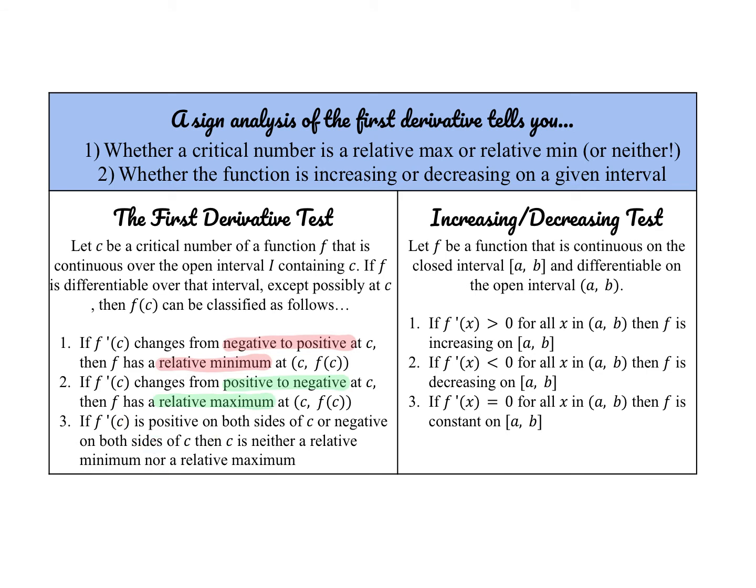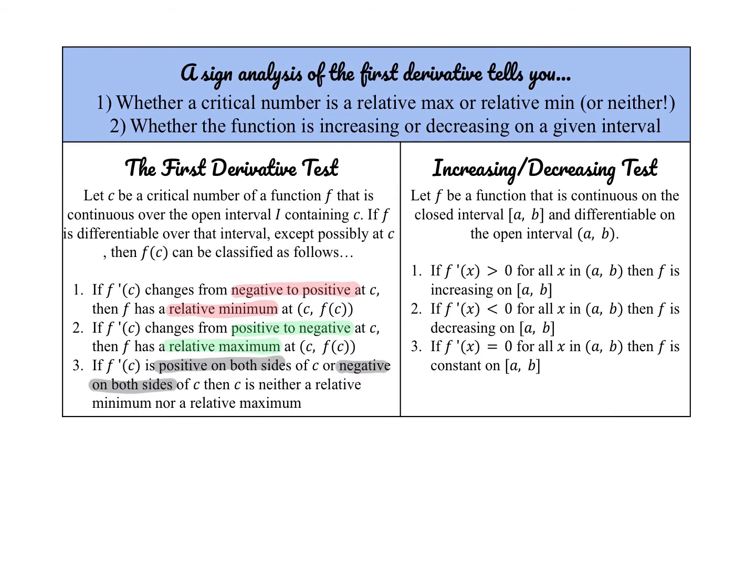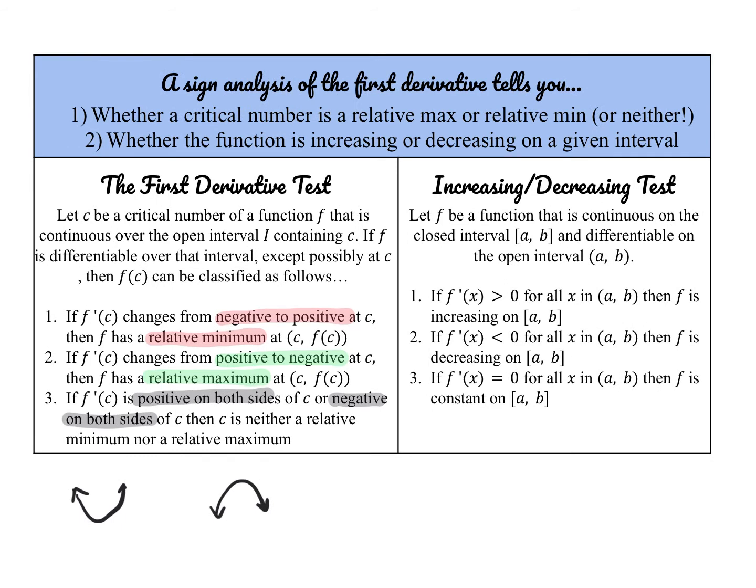Or we're going to test our sign analysis and see if it's positive on both sides or negative on both sides, meaning the signs are not changing as we cross over at c. Then that means that c is neither a relative minimum nor a relative maximum. So we really are looking for that change of sign, and depending on whether we're changing from negative to positive or positive to negative tells us whether it's a minimum or maximum. But just remember, minimums will always look like this, changing from decreasing to increasing, so negative slope to positive, and maximums always look something like this, changing from a positive slope to a negative slope. And you can always sketch that out if you need to visualize it on your paper.